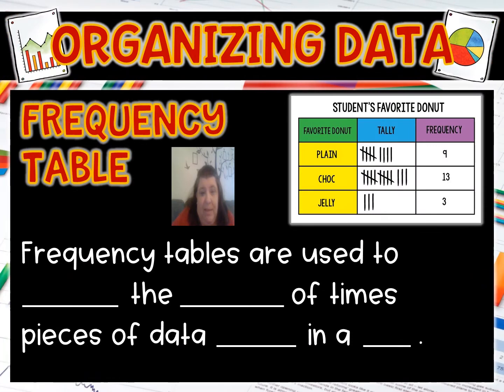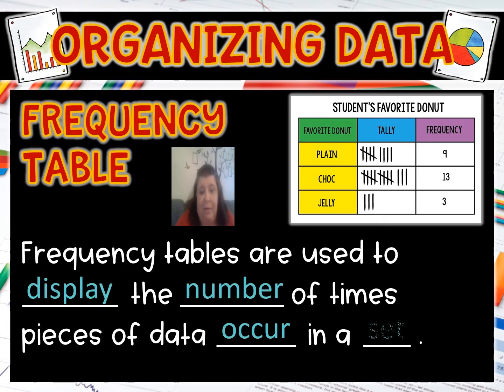Here we have our frequency table. A frequency table is used to display the number of times a piece of data occurs in a specific time. So we can see students' favorite donut: plain 9, chocolate 13, jelly only 3 people. Of course, more people like the chocolate ones than the plain or the jelly. So we could use that to know that we will probably need to make more chocolate donuts and a lot fewer jelly.